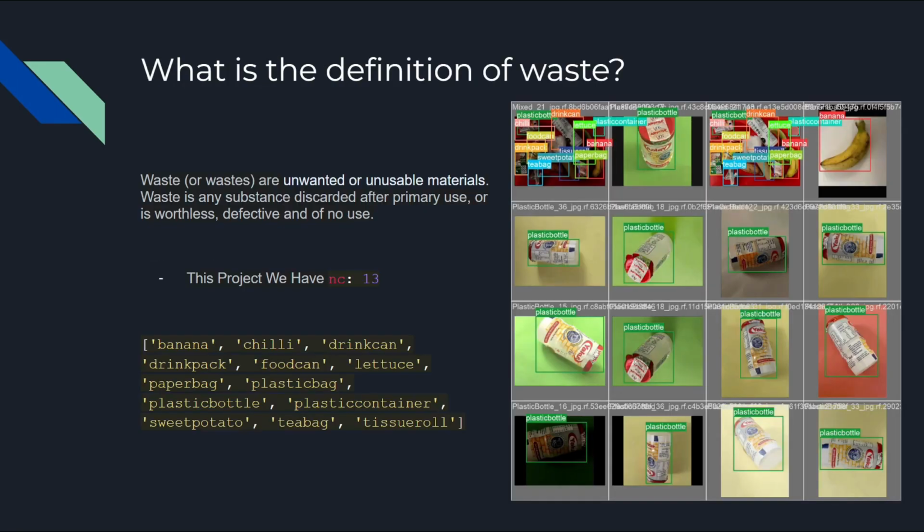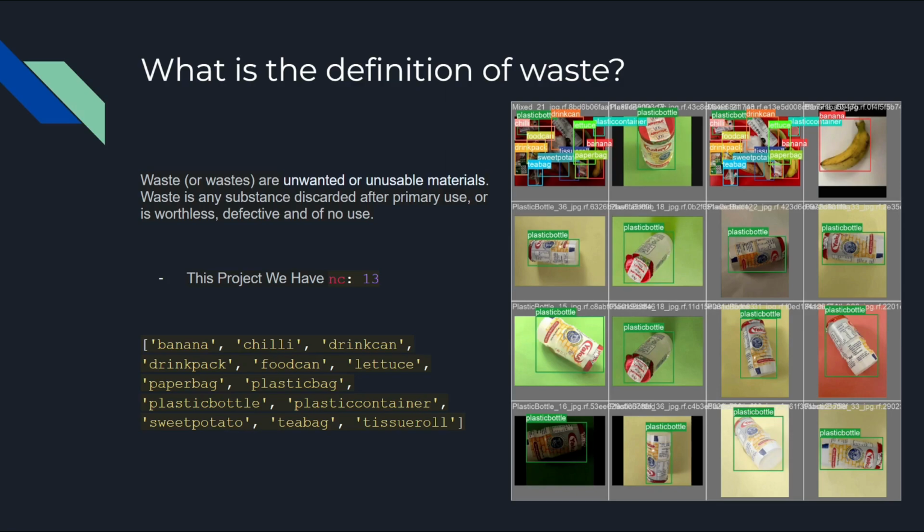Now let me tell you what waste is. As you can see, waste is unwanted or unusual material. Waste is any substance discarded after primary use, or that is worthless, defective and of no use. Let's say the things you don't use, which are unusual materials, we call them waste.